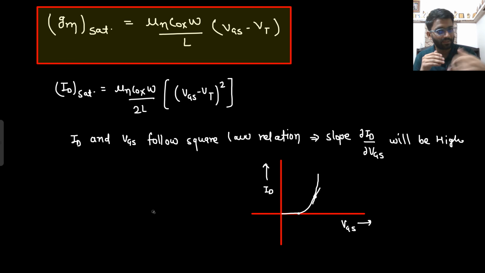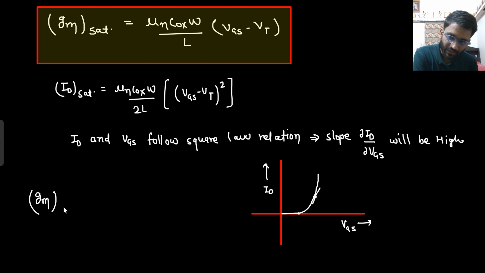So since it is a square relation, the gm of saturation region will be larger. So here you conclude that gm of saturation region is larger than gm of triode region. So this is concluded.